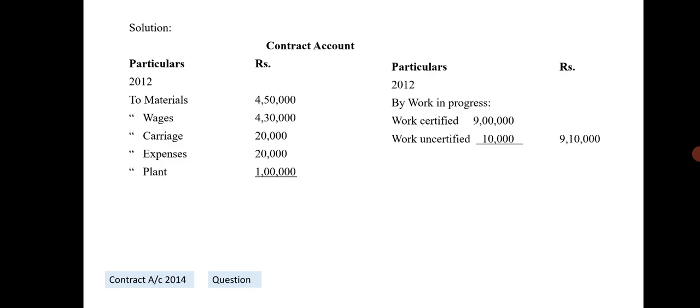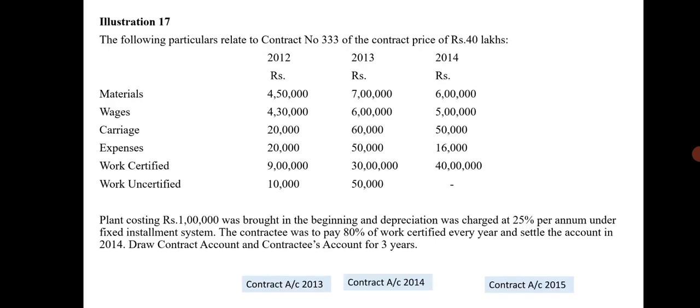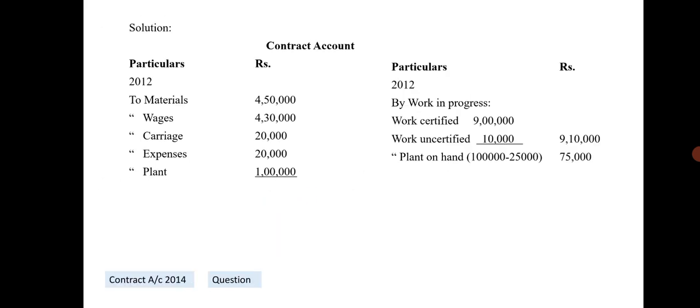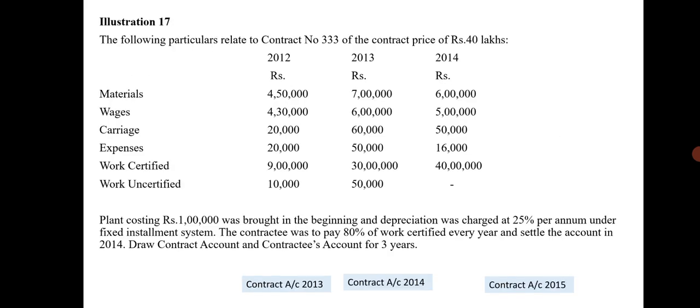Moving to the credit side, the first item is work in progress. Since the question gives the work certified and work uncertified, 9 lakh and 10,000, both are given in the question, so you can note them down directly. Total work in progress is 9 lakh 10,000. Plant on hand, as told, 25% is the depreciation value on a fixed installment basis. So 25,000 is deducted, and 75,000 is the plant closing value. All the transactions in the question have been considered and nothing is left, so we can move to calculate the profit element.